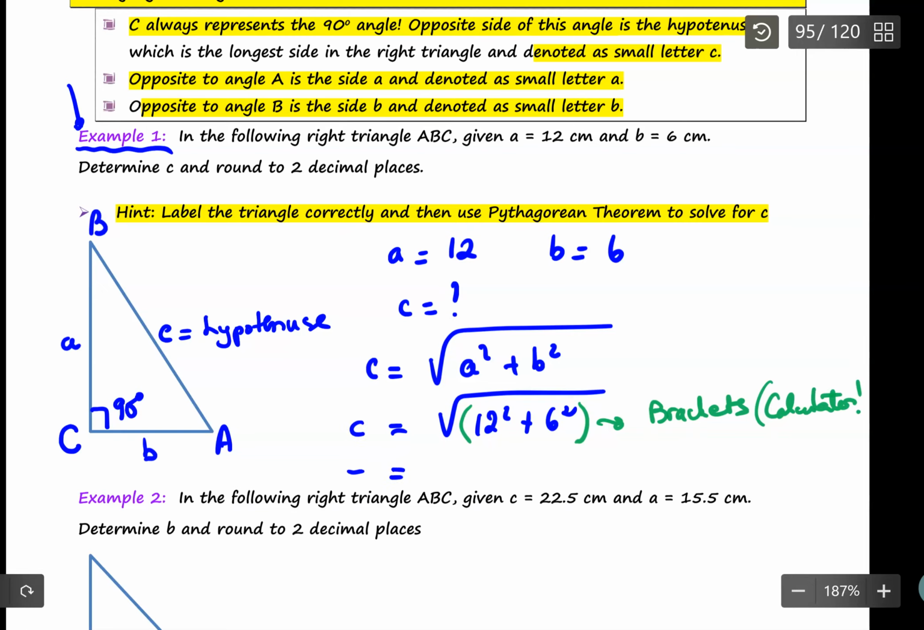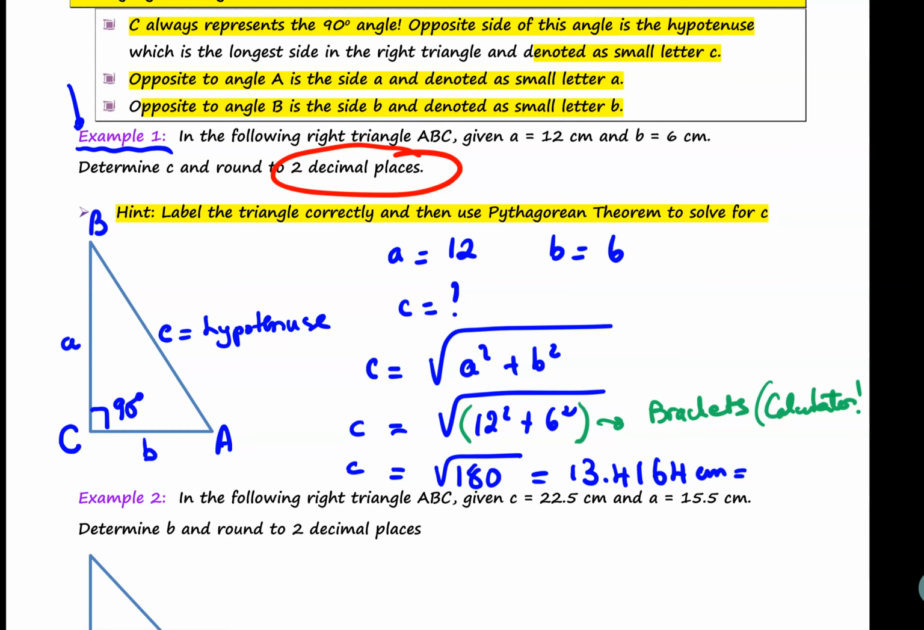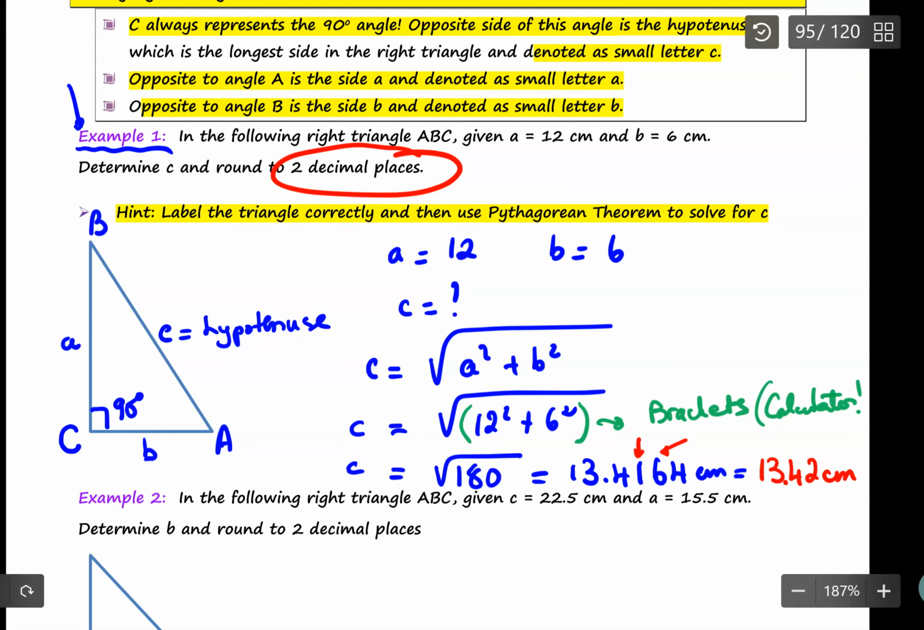But if we do it step by step, we should have the square root of 180, and the square root of 180 will give me 13.4164 centimeters. But I need to round this number to 2 decimal places. So I need to round the number 1, and I have to look at the number 6. 6 is greater than 5, therefore I have to increase 1 by 1, so that will give me 13.42 centimeters, the final answer in 2 decimal places.